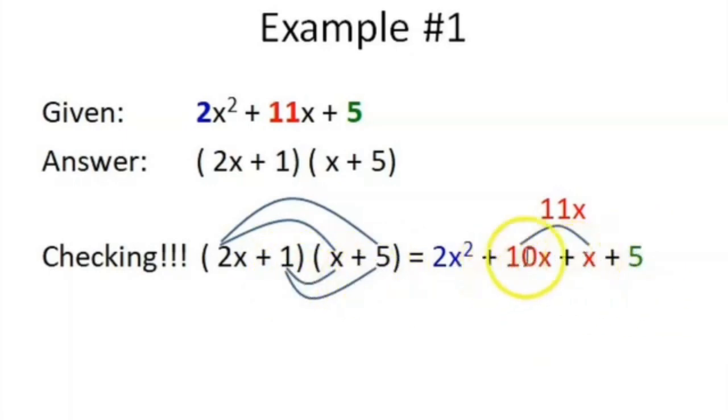So, we have like terms here, 10x and x. So, pwede po natin silang ma-add. So, 10x plus x is equal to 11x. So, which is, bumalik po tayo sa ating original na equation na 2x squared plus 11x plus 5. So, therefore, tama po yung sagot natin na ang factor ni 2x squared plus 11x plus 5 is quantity 2x plus 1 times the quantity x plus 5. We will go to our second example.